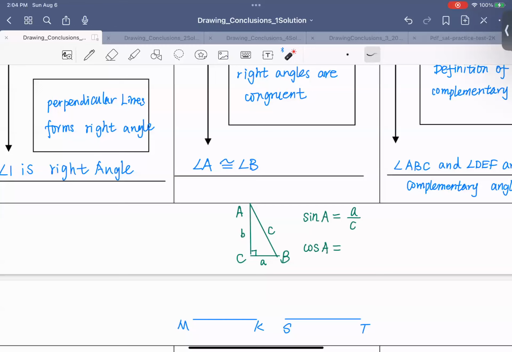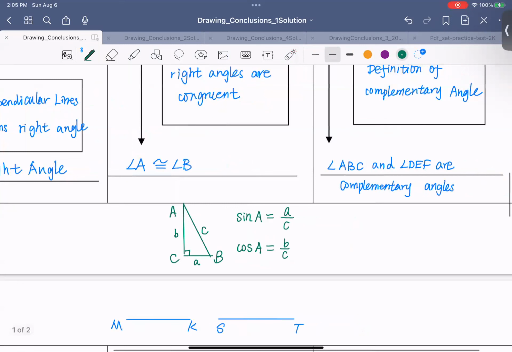Wait, can you say that again? Cosine A is defined by this angle's adjacent side, divided by the hypotenuse, which is the longest side. B over C? Yes, so cosine A is B over C.